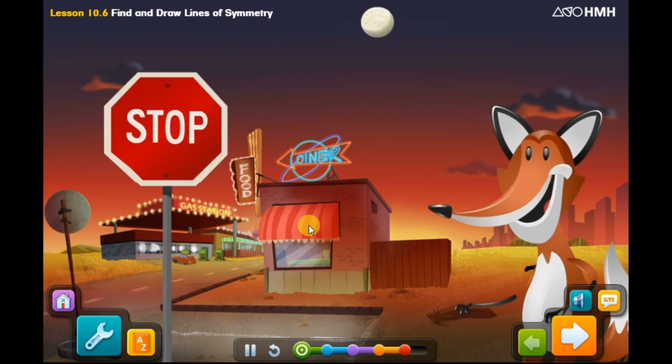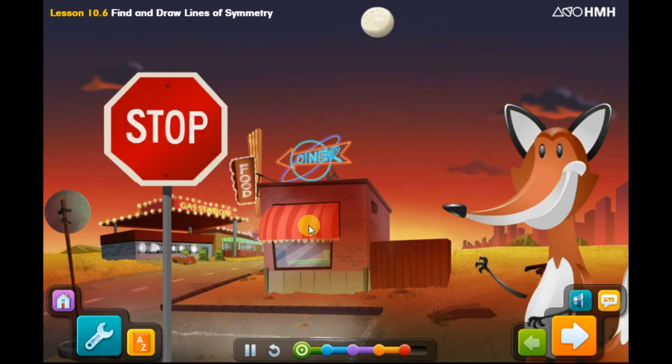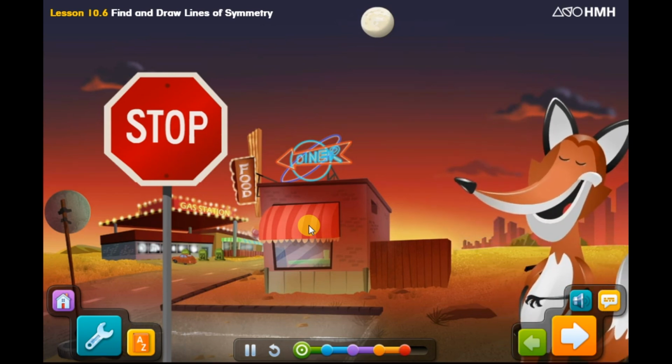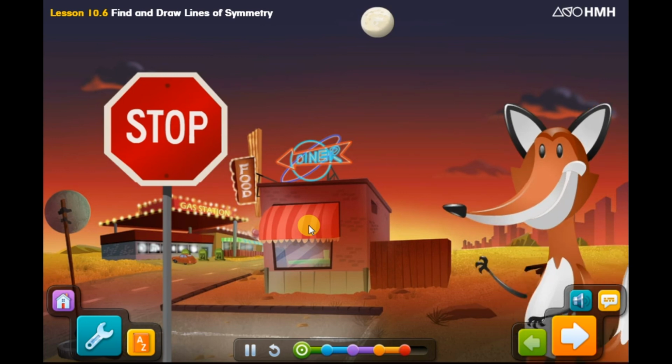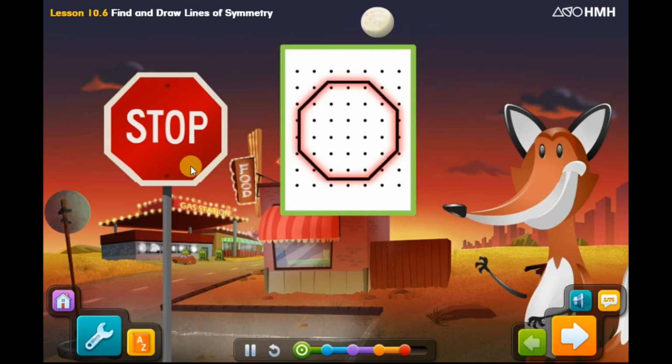Hello, Fox. Hi there! It looks like workers just put a stop sign here. You know, traffic signs are really important. Did you know the outlines of signs are polygons? Can you name the type of polygon that is outlined by the stop sign? Take a closer look. Oh, let's see. How many sides do we have here? The stop sign is an octagon, and it has 8 sides.